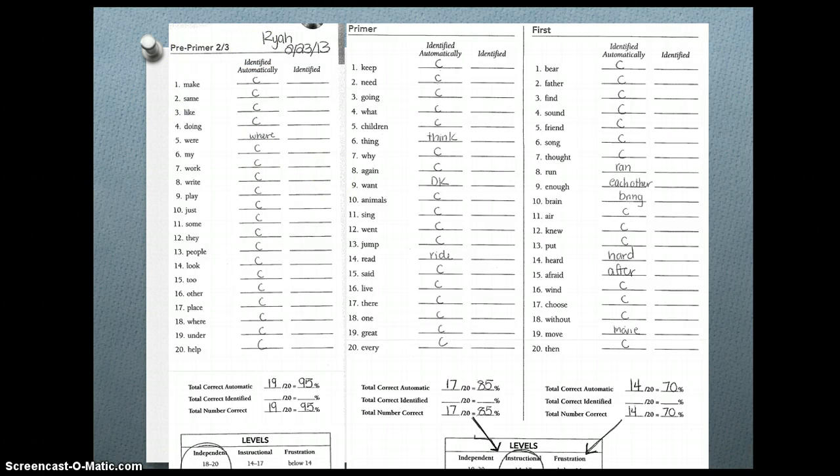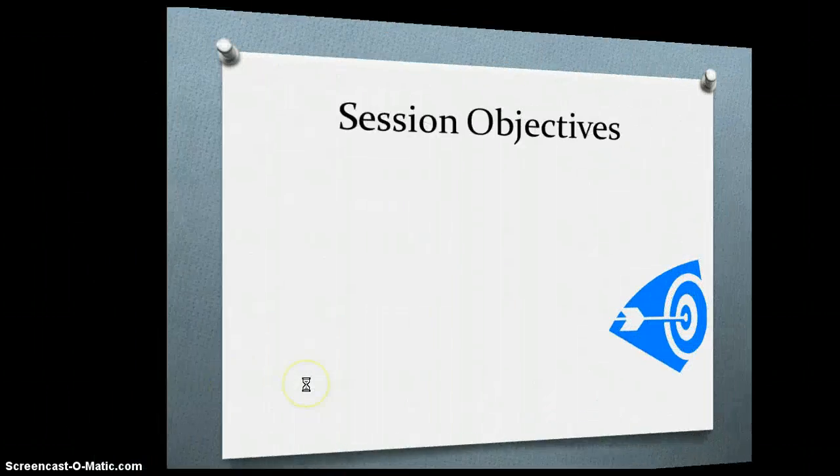and then go up until you reach their instructional. So here is my student's work. You can see all the C's for correct, the DK over here for don't know. So pre-primer 2-3 is her independent level. This is where I would start giving the QRI assessment next week. I will start with pre-primer 2-3. If she gets independent on that, then I will give the primer and go up until I see her instructional level on the actual assessment.